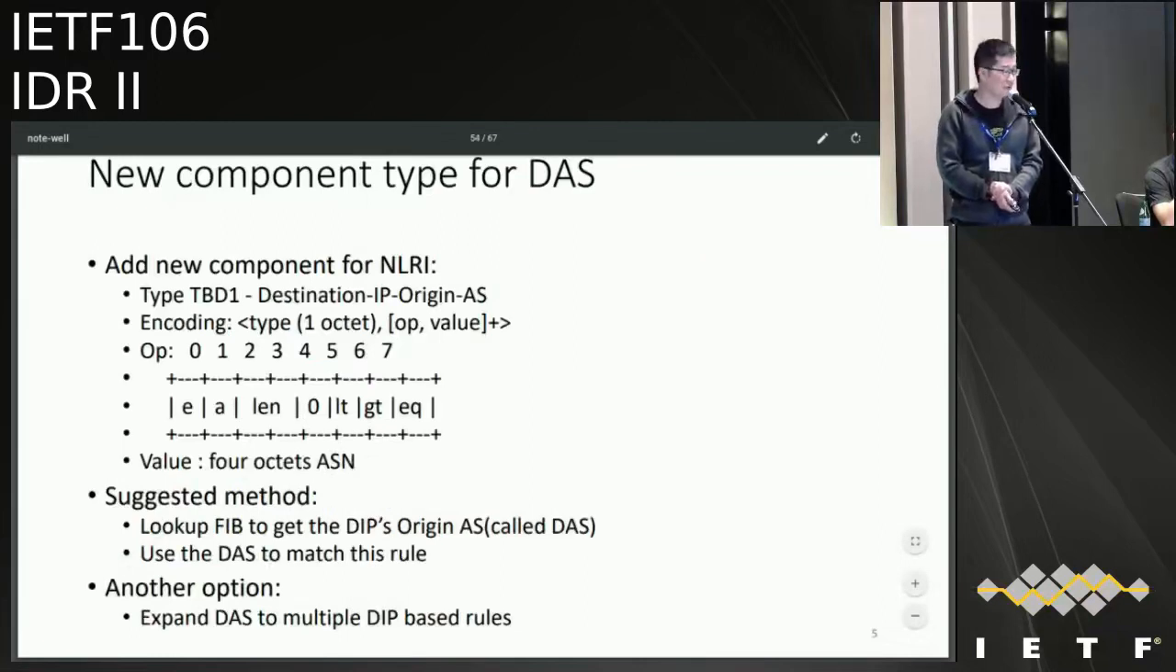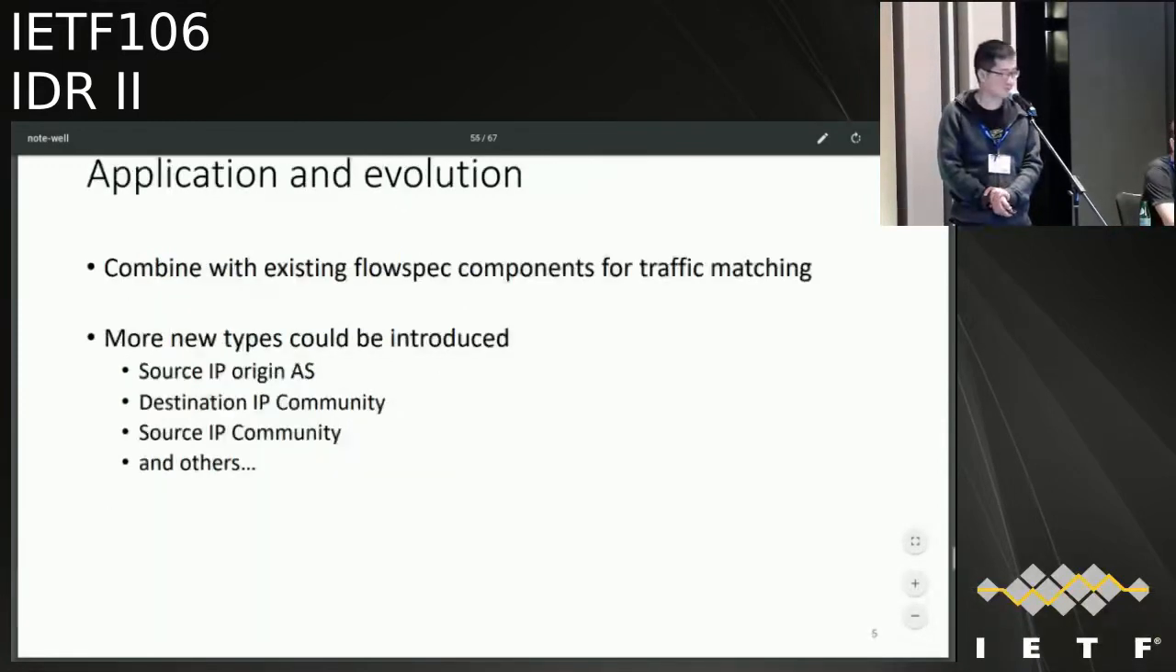We now use a new component type for DAS, and for this component type, we suggest a method to realize it: look up the FIB, then get the DIP and the Origin AS, and then use the DAS to match this rule. Also, there is another option to expand the DAS to multiple DIP based rules. As an application and evolution, we may combine the new component with the existing flow spec components for traffic matching. We can combine with many types, and also more new types we want to introduce, such as source IP Origin AS and destination IP community or source IP community and others.